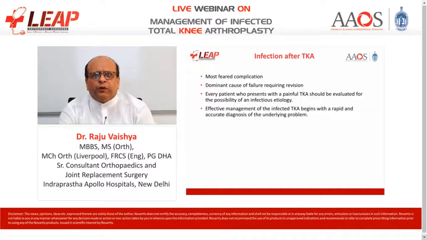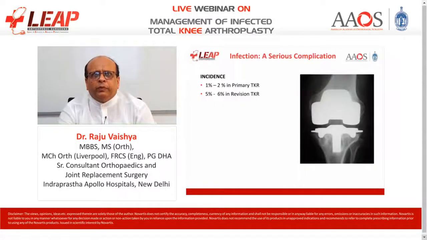Effective management of infected total knee arthroplasty begins with a rapid and accurate diagnosis of the underlying problem, and hence awareness and a high index of suspicion about this problem should be there amongst all surgeons who are undertaking total knee arthroplasty. Fortunately, the infection after total knee arthroplasty in primary cases is about 1 to 2% in good centers, but it increases to about 5 to 6% in revision total knee arthroplasty.